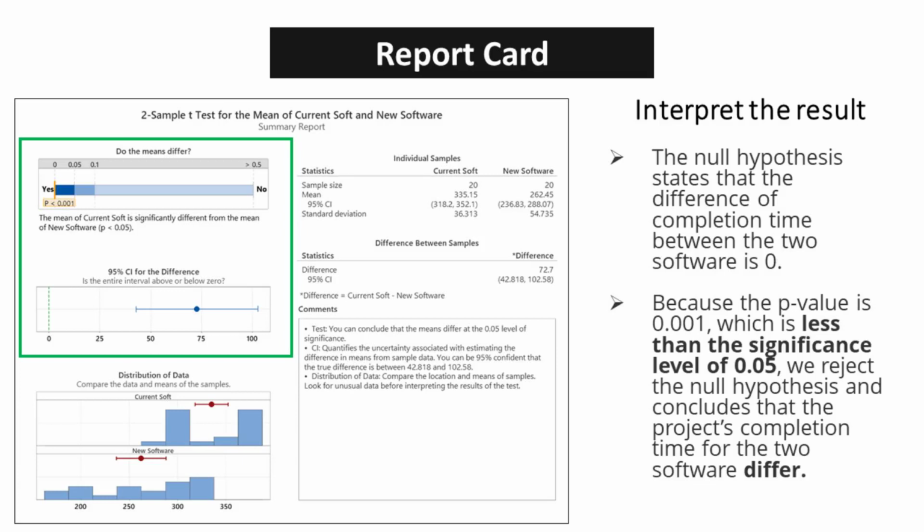for further investigation. In this example, the null hypothesis states that the difference of completion time between the two software is 0. Because the p-value is 0.001, which is less than the significance level of 0.05, we reject the null hypothesis and conclude that the project's completion time for the two software differ.